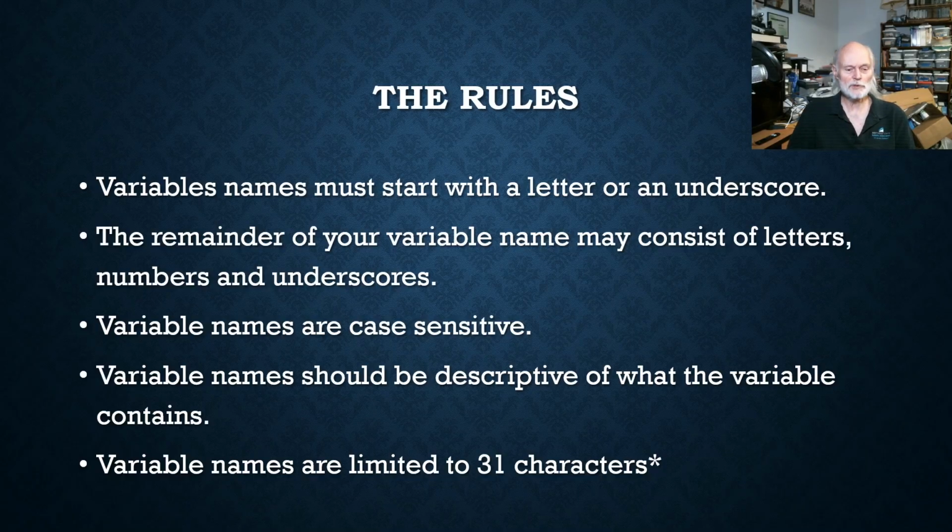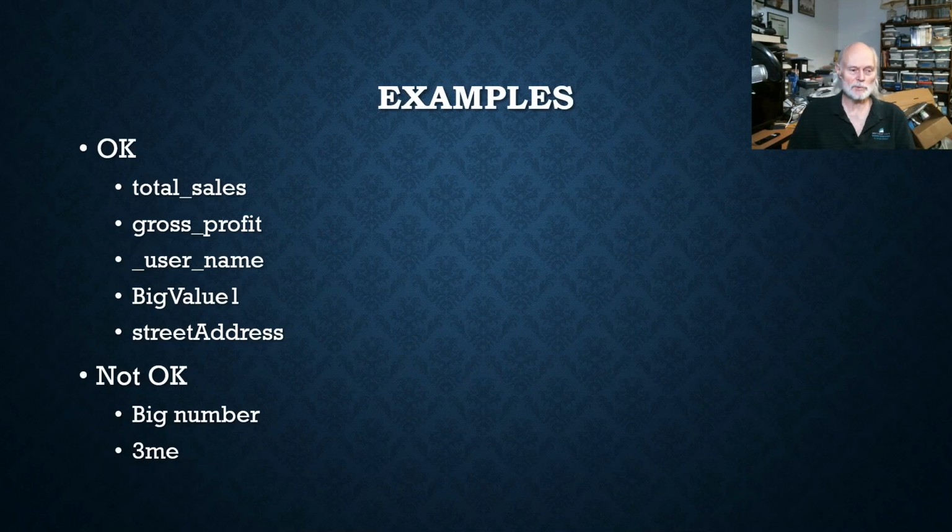Should be descriptive of the type of data they store. The variable names are limited to 31 characters. Examples, total underscore sales, gross underscore profit, big value 1. Big space number is not allowed because of the space. 3me is not allowed because it starts with a number.